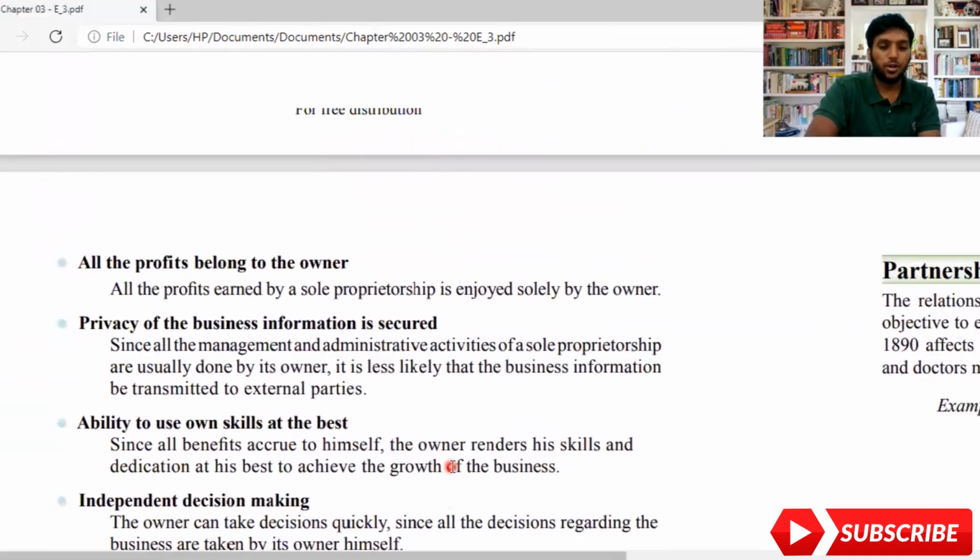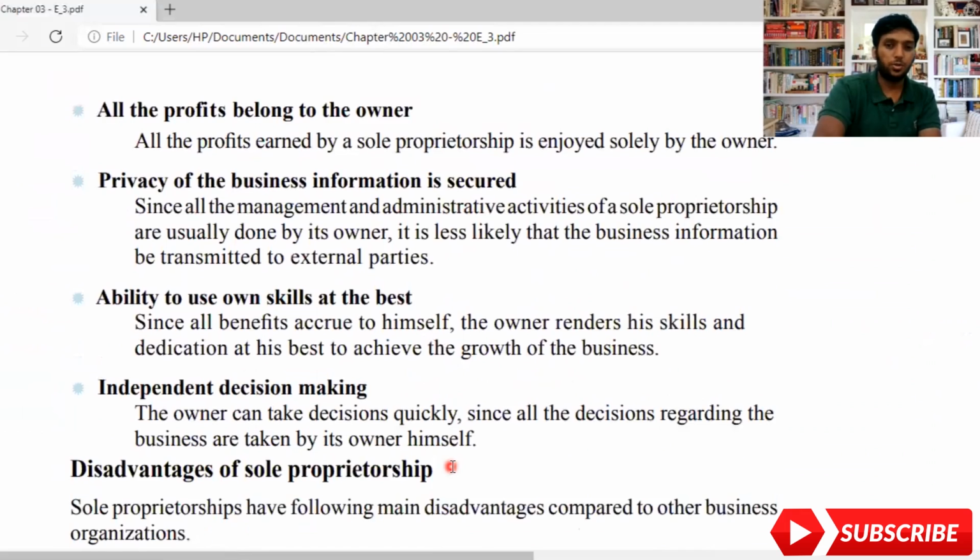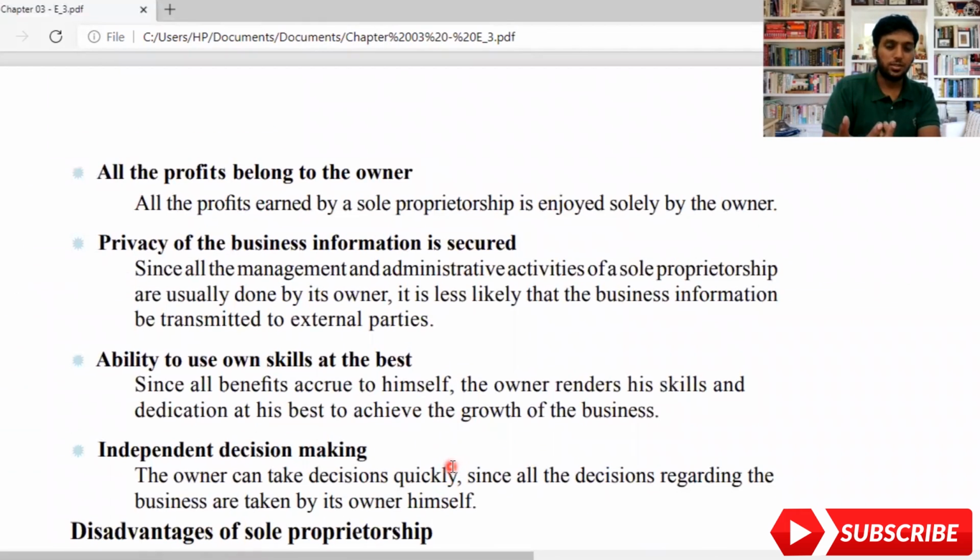And we have the next point, all the profits belong to the owner. So what is this, profit belonging to the owner? As I said, losses also belong to the owner, and that becomes a disadvantage. All your income will be yours. Privacy of the business, information is secure. You don't share your information with others. It's very secure. It's you and your business, so no one knows what you are actually doing. Ability to use your own skill at the best. If you are good at one thing, you can present it under your business. Independent decision making. You don't need to ask anyone. You can take decisions alone.